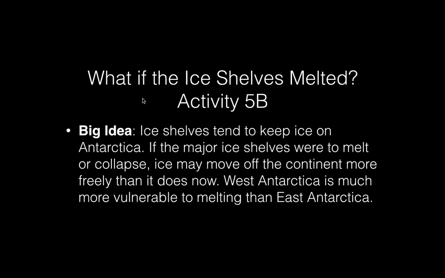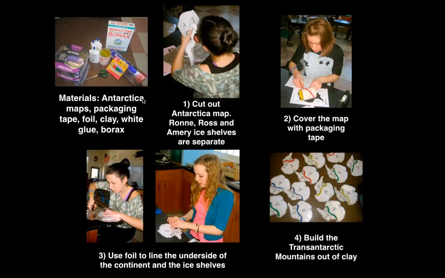So I will start with this activity, 5B, mostly because of the 3 lesson plans I'm going to talk about, this one was probably the most well received by students, and I think you'll see why shortly. It's a modeling activity, but it's really great. The overarching idea in this lesson is that if the ice shelves in Antarctica melt or continue to collapse and melt, the ice sheets will move off the continent at increasingly rapid rates.